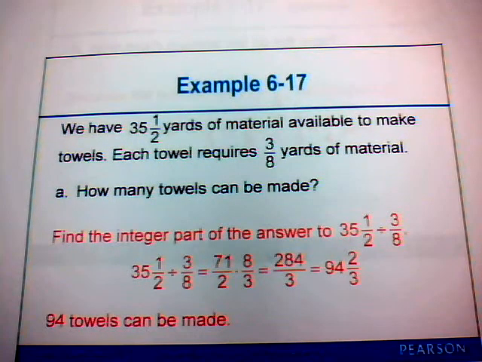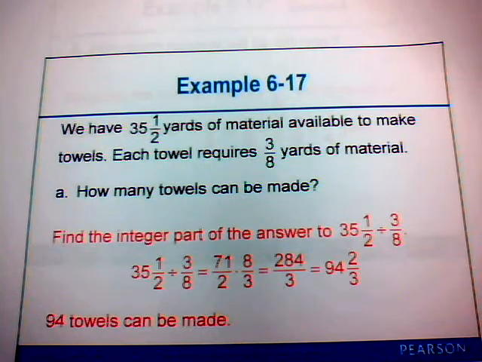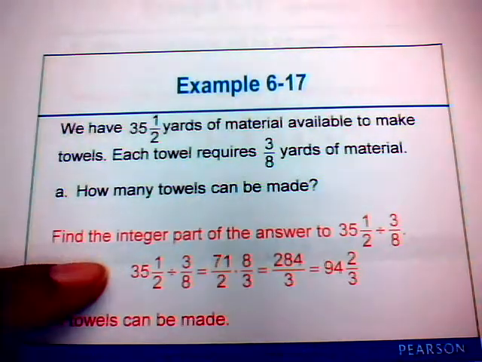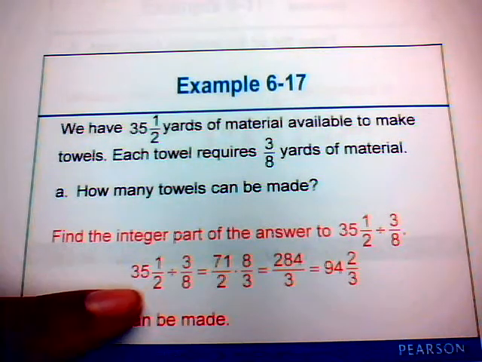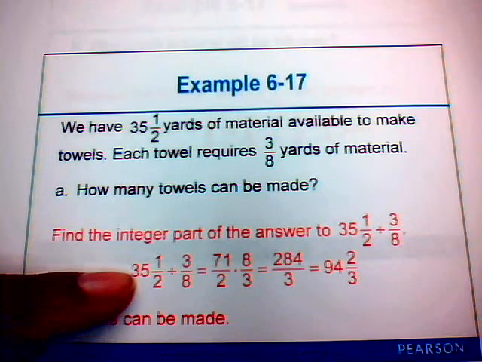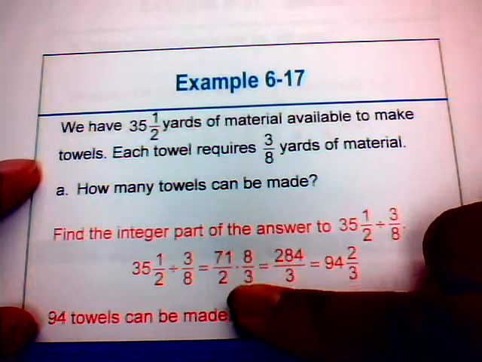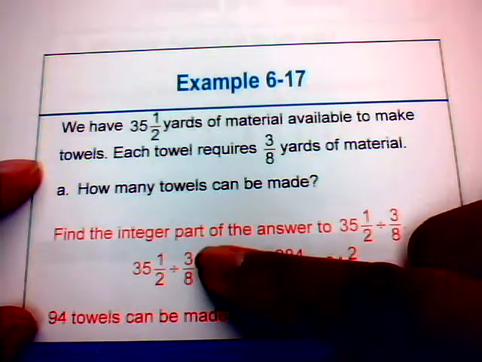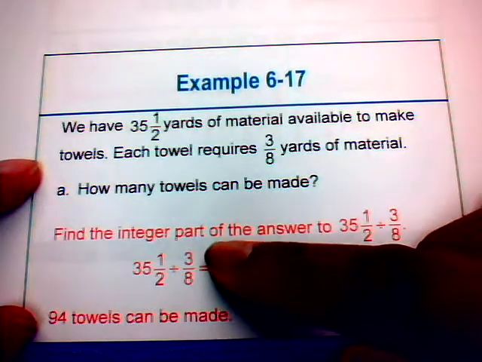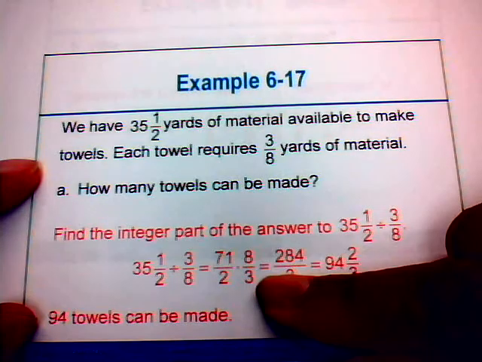Okay, so here we want to find the integer part of the answer to 35.5 divided by 3/8. Now for the 35.5, we convert that to an improper fraction by multiplying 2 times 35, which is 70, plus 1, which will give you 71. So it'll be 71 over 2. Then times the reciprocal of 3/8, we invert the fraction, which will be 8/3.